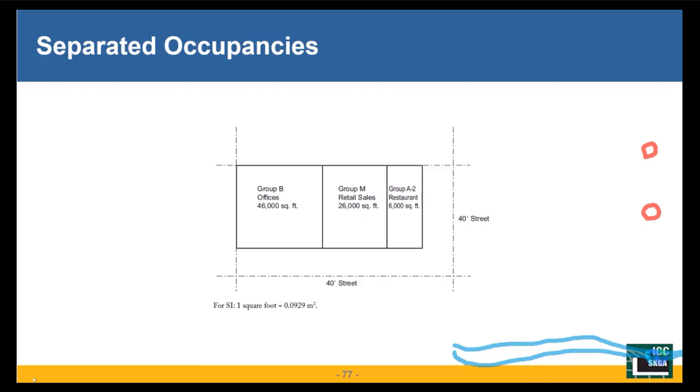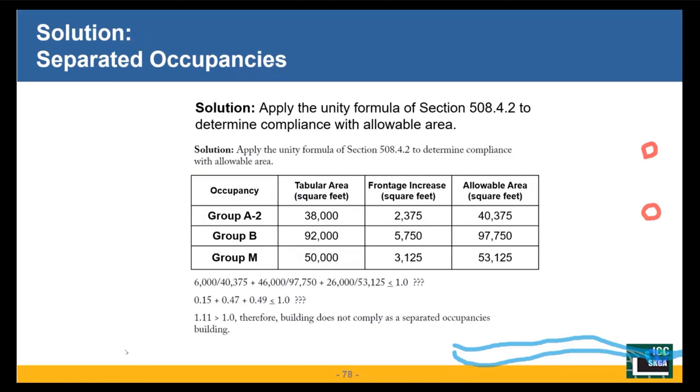So here's an example: a 1-story, 78,000 square foot building, fully sprinklered, with 3 occupancy groups, type 2B building, and adjoining 2 public ways that qualify for the 25% sprinkler, 25% frontage increase. So does the building comply with the code using the separated occupancy approach? This is very critical, and you must really pay attention to this.